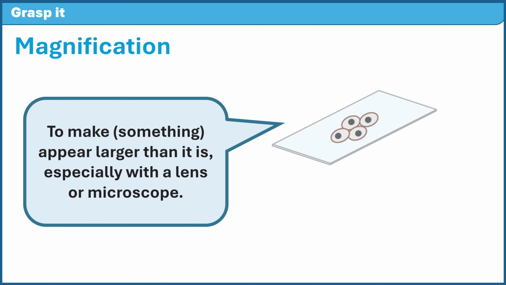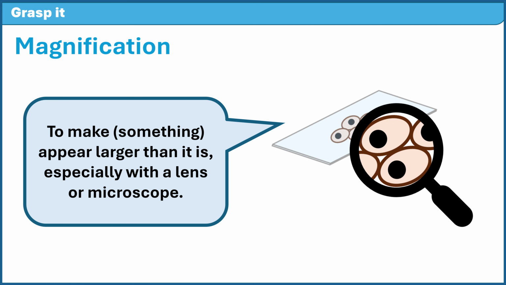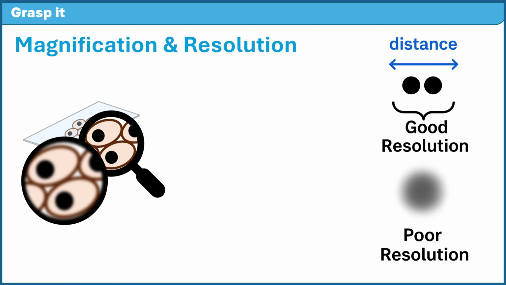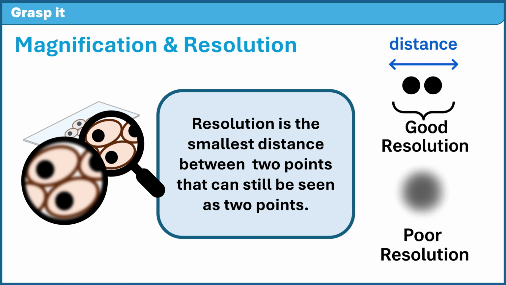Let's start with the basics. Magnification means making something appear larger than it really is, usually using a lens or a microscope. It helps us to see tiny structures like cells and organelles in much more detail. Resolution is the smallest distance between 2 points that can still be seen as separate. The higher the resolution, the clearer the image. So while magnification makes things bigger, resolution makes things sharper.